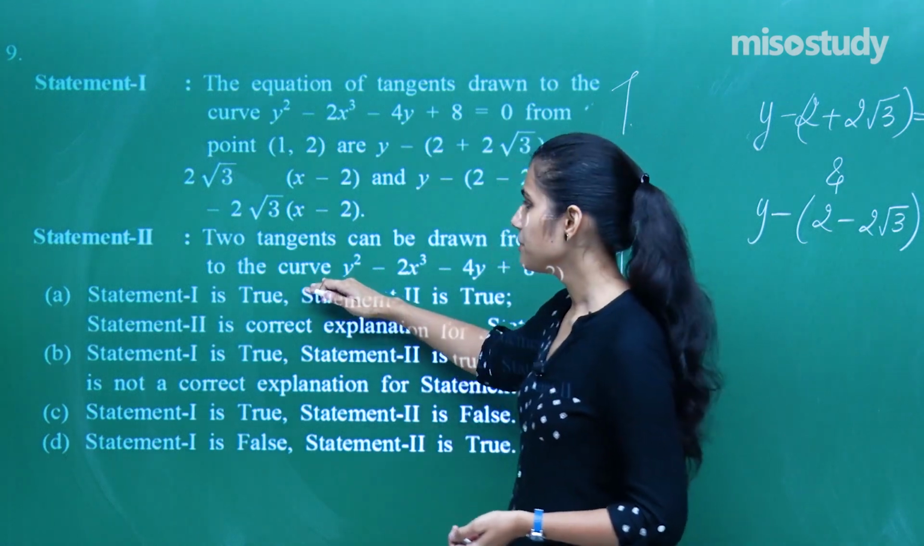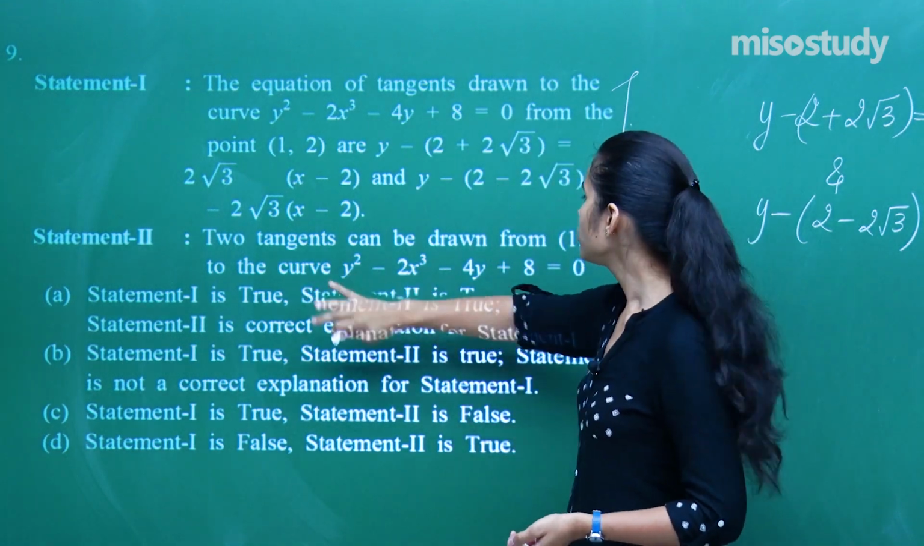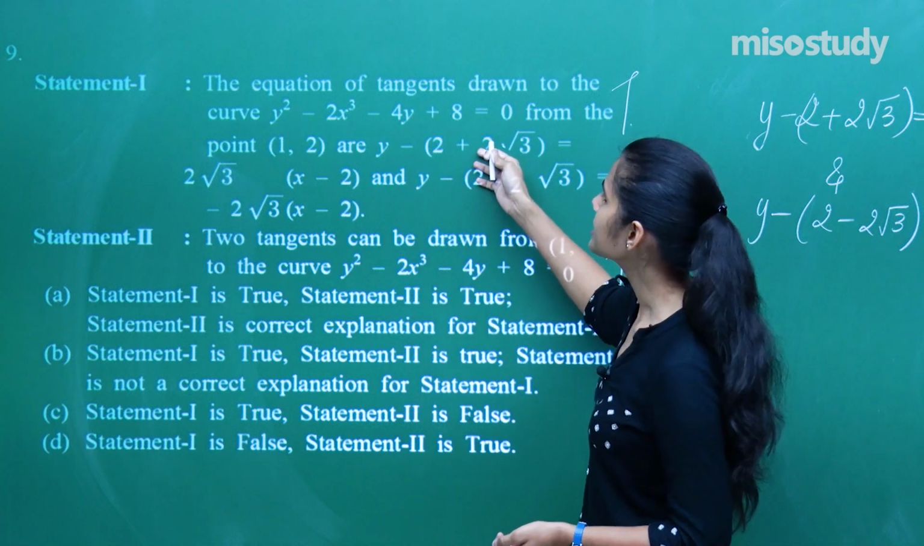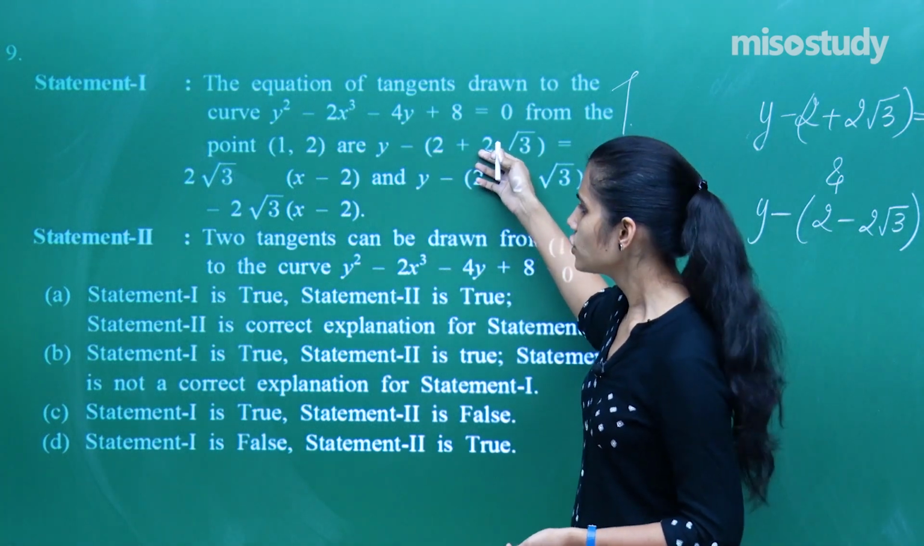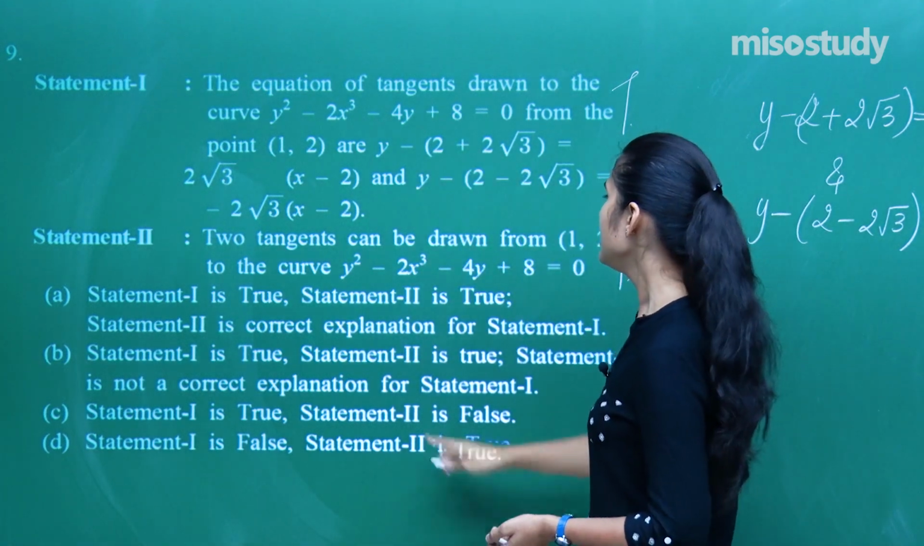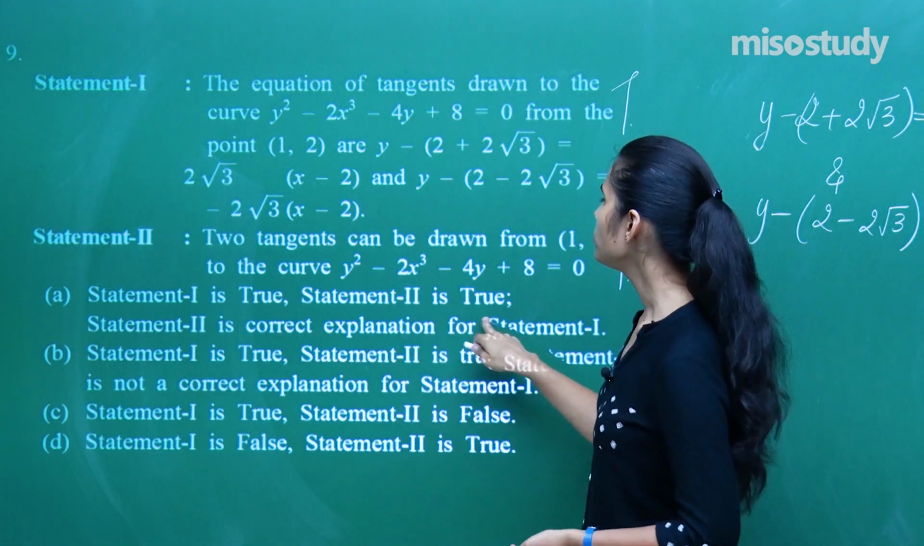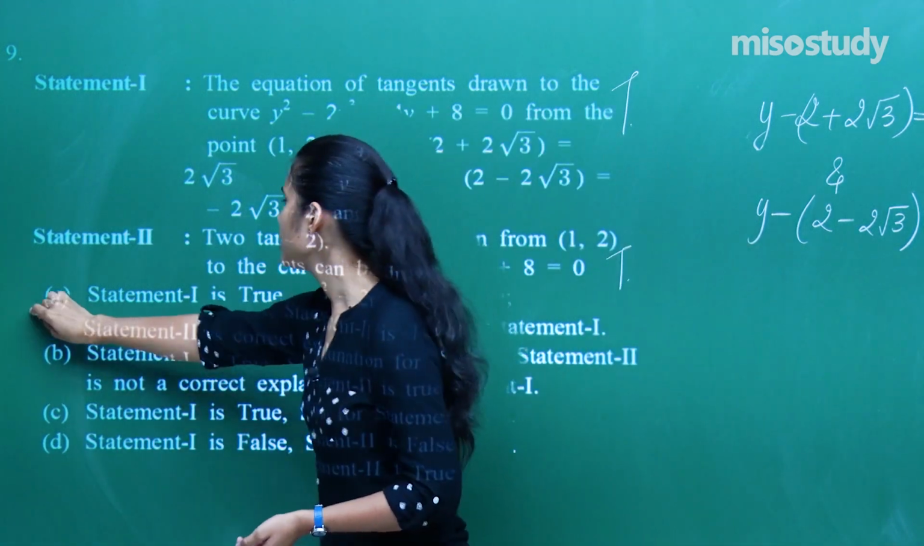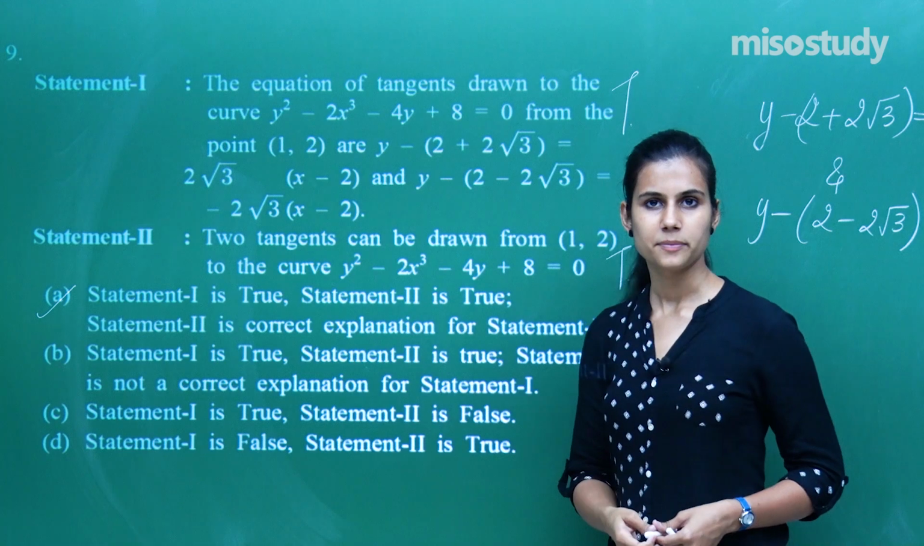I can say statement 2 is true. It is giving you that two tangents can be drawn, and here it is giving you the equation of the two tangents. So I can say 2 is implying 1. So statement 1 is true, statement 2 is true, statement 2 is correct explanation for statement 1.